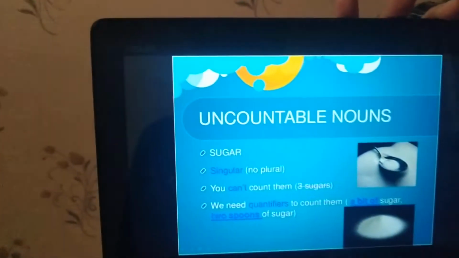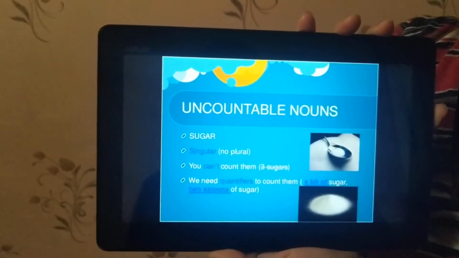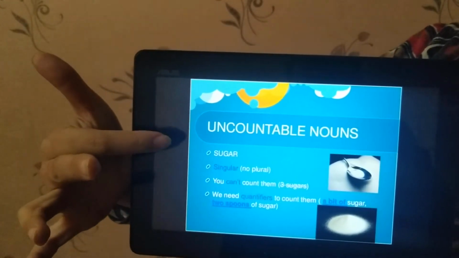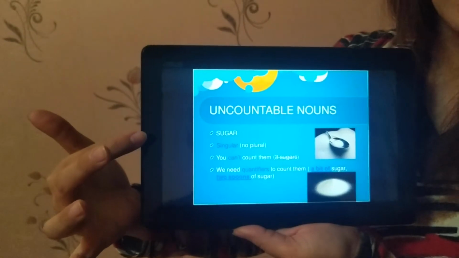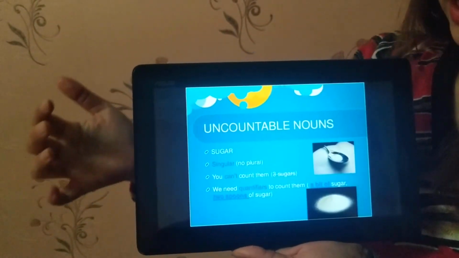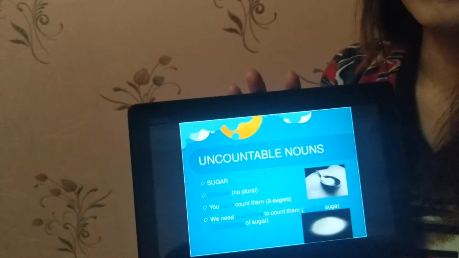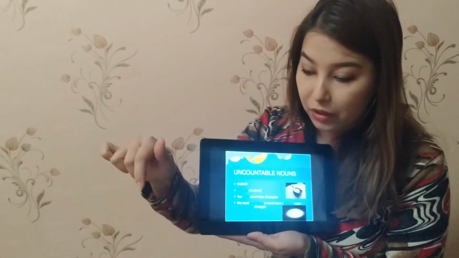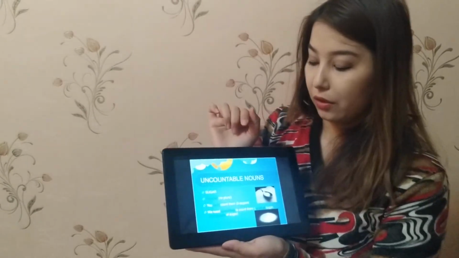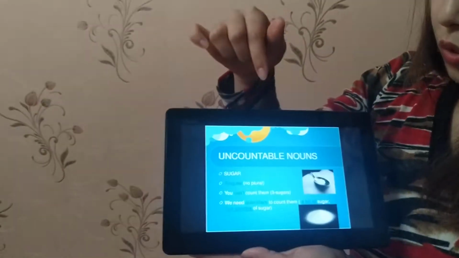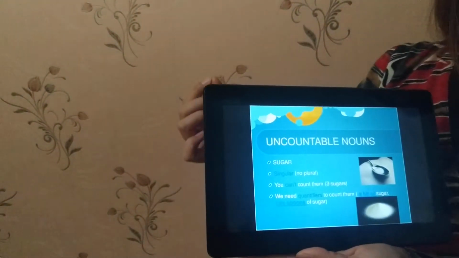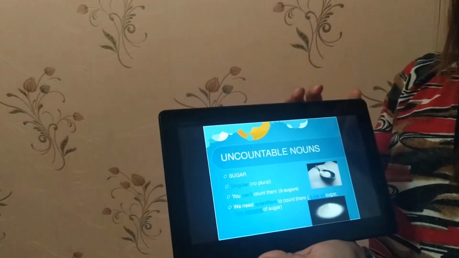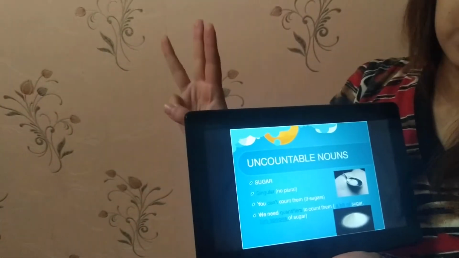Next one. So, as you can see, these are the uncountable nouns. For example, sugar. We cannot count it, right? Can we imagine counting it? No, right? So sugar is uncountable. In general, we cannot count uncountable nouns, okay? For example, we cannot say 3 sugars.